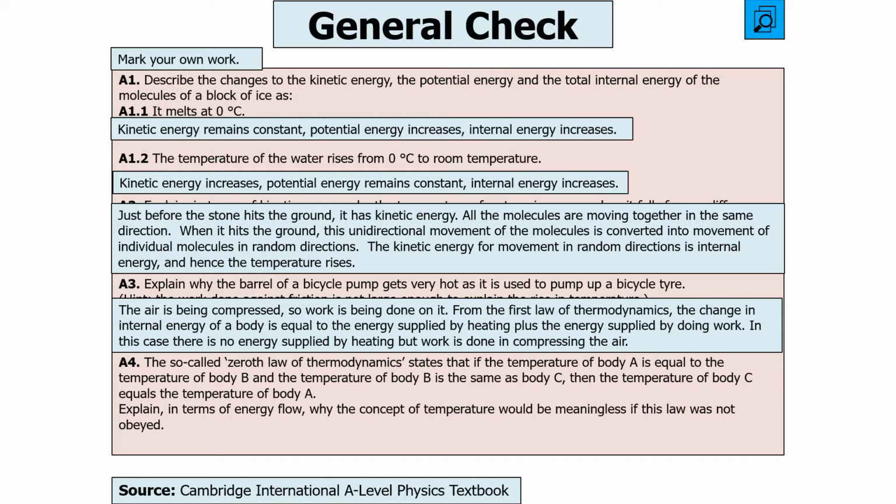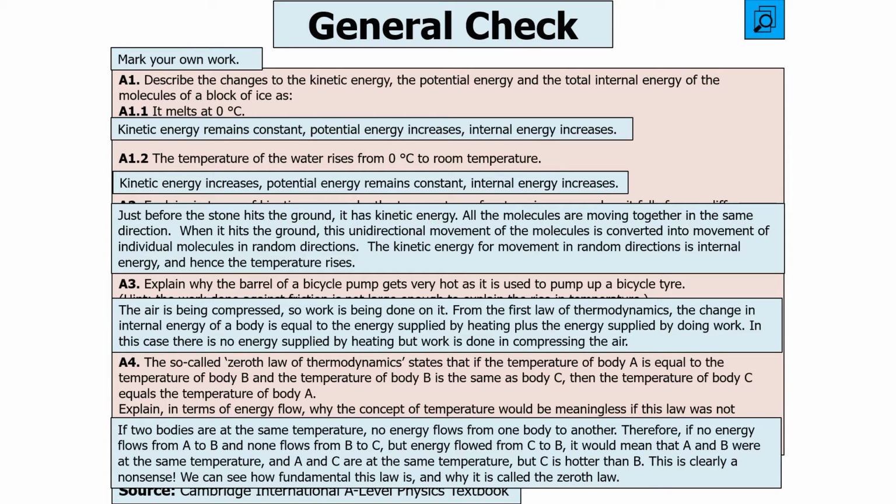Now in this last one, if two bodies are at the same temperature, no energy flow will happen from one body to another. So if no energy flows from A to B and none flows from B to C, but energy did flow from C to B, it would mean that A and B were the same temperature, and A and C are the same temperature, but C would be hotter than B, which is clearly not correct, which is a fundamental law in thermodynamics.